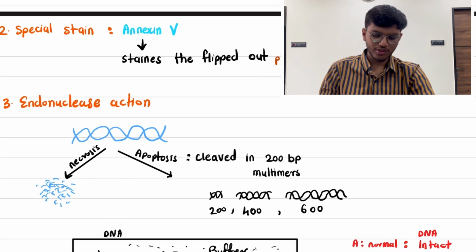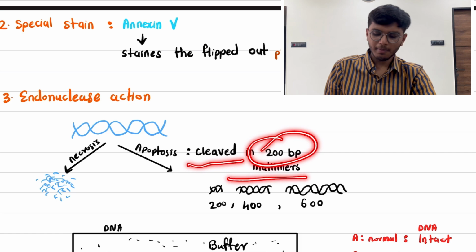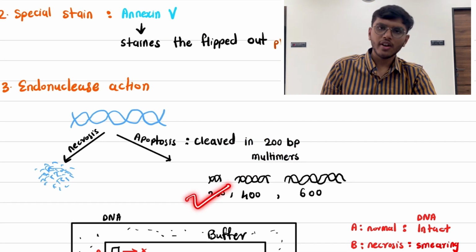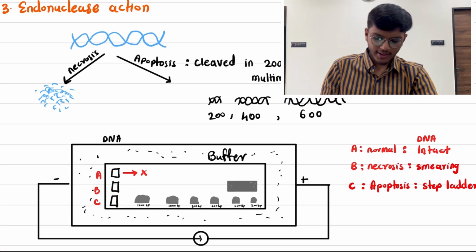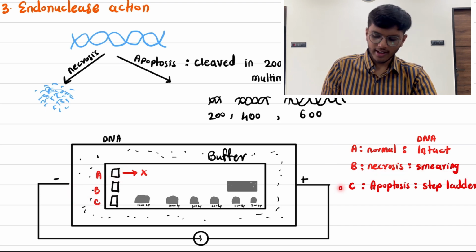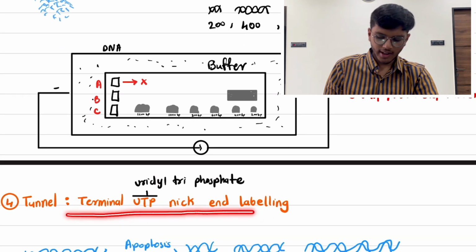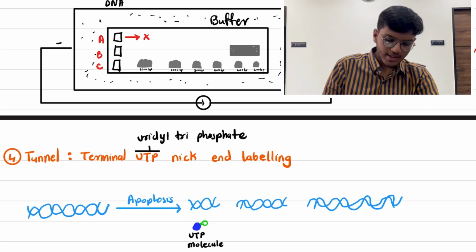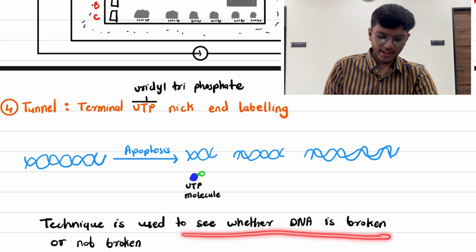Third, endonuclease activation. In necrosis, there is no fragmentation, but in apoptosis, there is fragmentation as it is cleaved in 200 base pair multimers, as we can see 200, 400, 600. In electrophoresis, we can see that A, normal cell is intact, it does not go. B, smearing pattern is seen in necrosis, and in apoptosis, stripe ladder pattern is seen. Fourth, terminal deoxynucleotidyl transferase dUTP nick end labeling, or TUNEL. What is UTP? UTP is uridyl triphosphate. So this technique is used to see whether the DNA is broken or not.